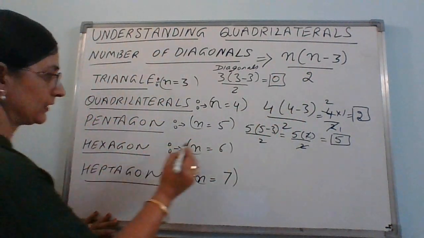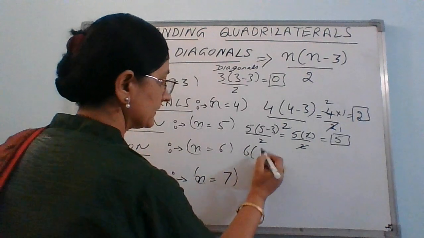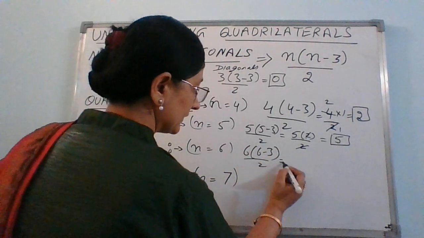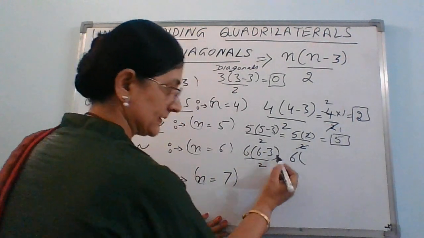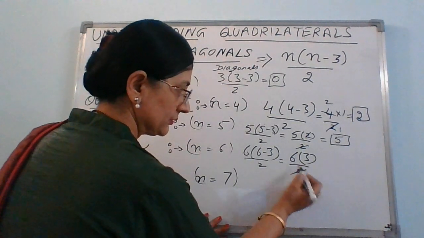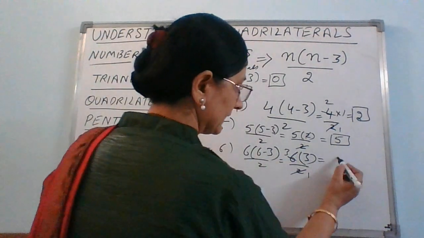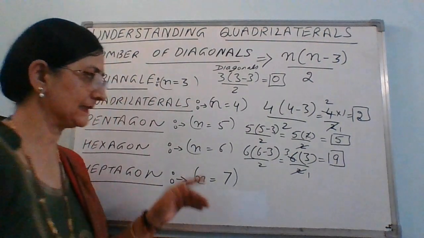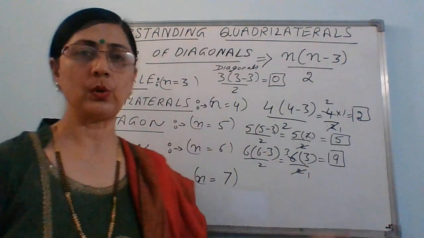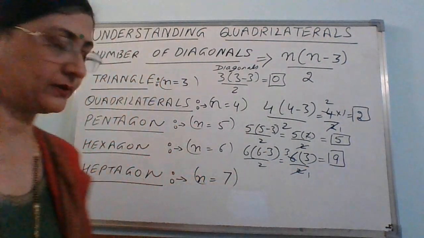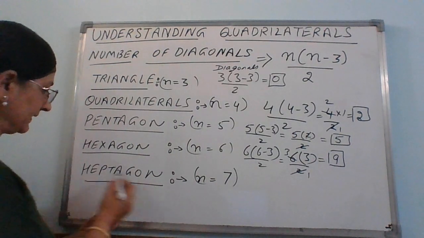It's very simple. Now hexagon, it's 6. 6 into 6 minus 3 by 2. So it becomes 6 into 3 by 2. Simple calculation. 3 threes are 9. So I hope it's clear. In hexagon we can draw 9 diagonals. You can find out if there is a question in exams.